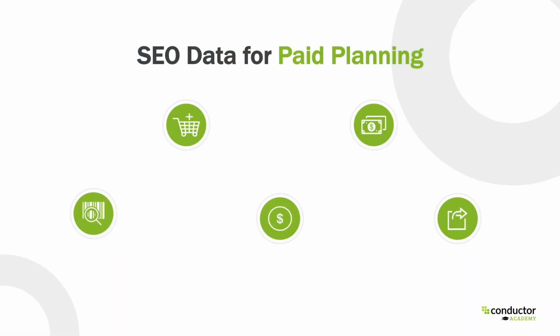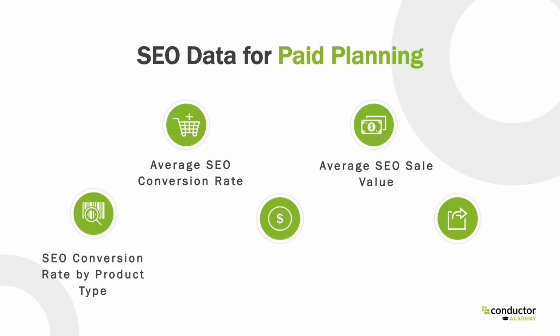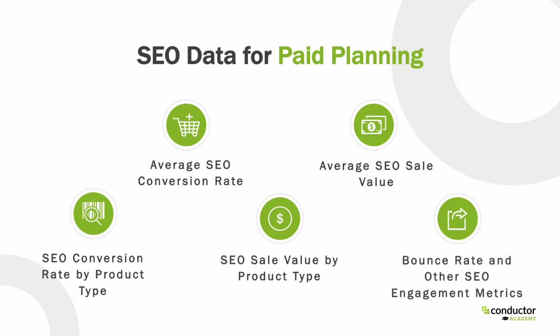Now, let's outline some useful metrics that are gathered through your SEO data for paid planning. 1. Average SEO conversion rate. 2. Average SEO sale value. 3. SEO conversion rate by product type. 4. SEO sale value by product type. 5. SEO bounce rate and other engagement rates. These metrics will help you calculate the conversion rate and average basket size of your sales. Now, if you are building campaigns around a variety of product types, you can try to review the data through the lens of each individual campaign.